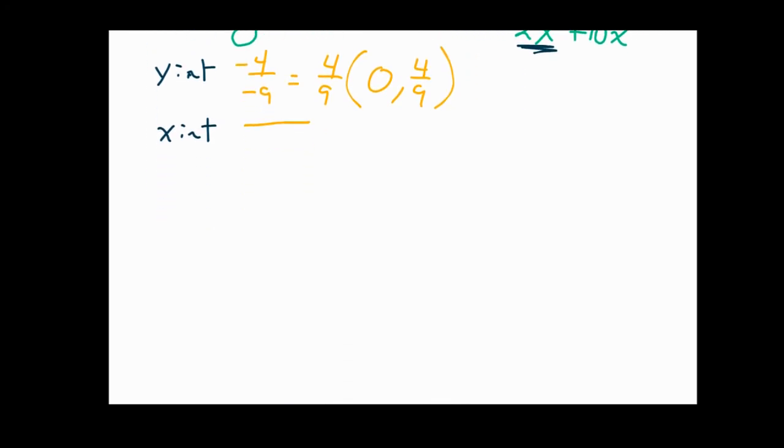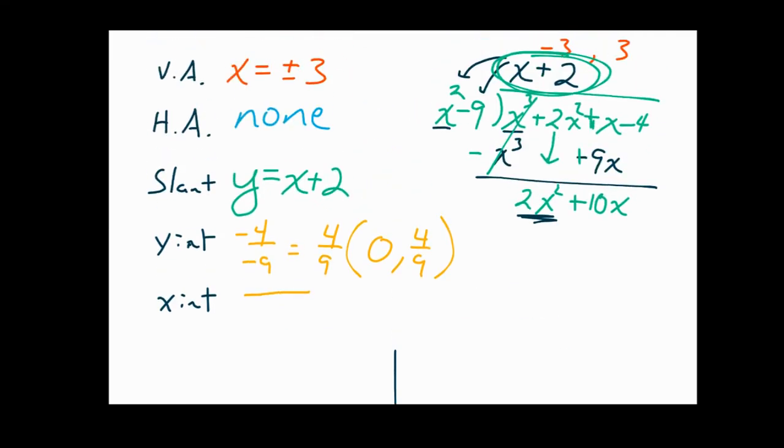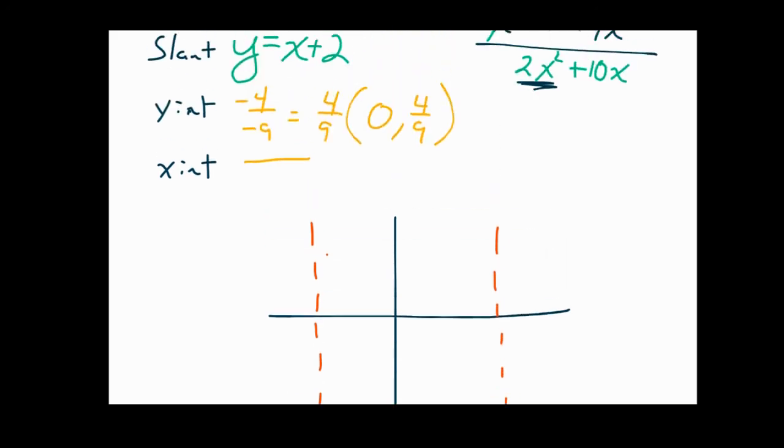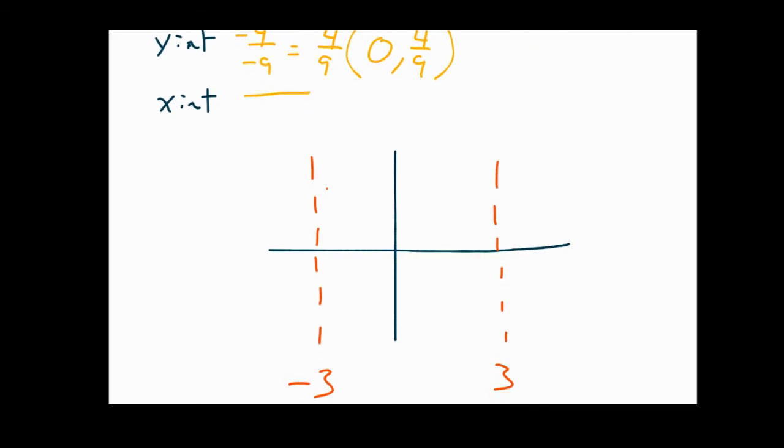Now, to graph this problem, we want to be willing to mark and sketch these features. What features? Well, vertical asymptotes at plus or minus 3. So I'm going to go ahead and get some dashed lines positioned at plus or minus 3. What else? A slant asymptote at x plus 2. Now, x plus 2 is a line that has a slope of 1 and a y-intercept of 2. Can I draw a line that has a slope of 1 and a y-intercept of 2? Well, it's going to look something like that. And then we have this y-intercept at 4/9. If the y-intercept's at 4/9, it's going to be right around here.